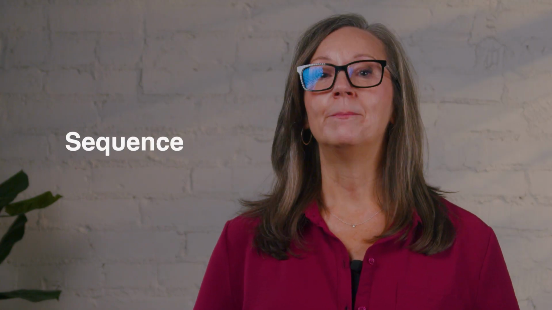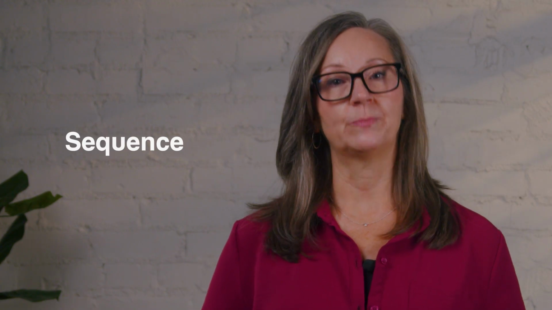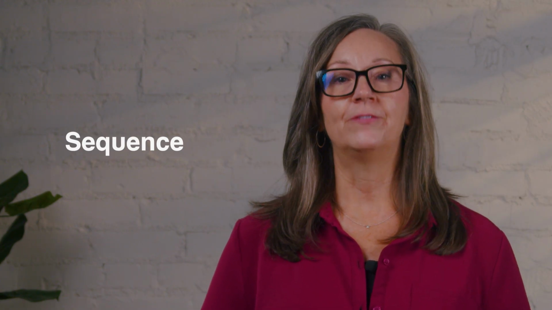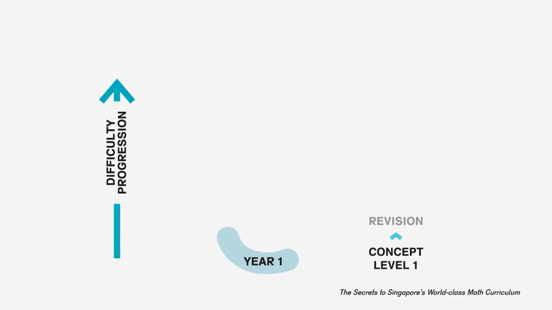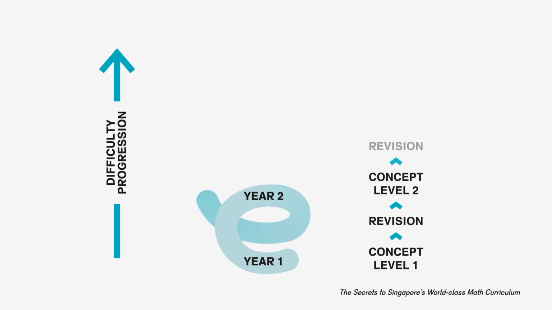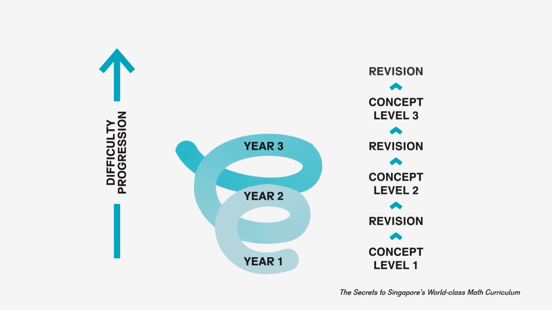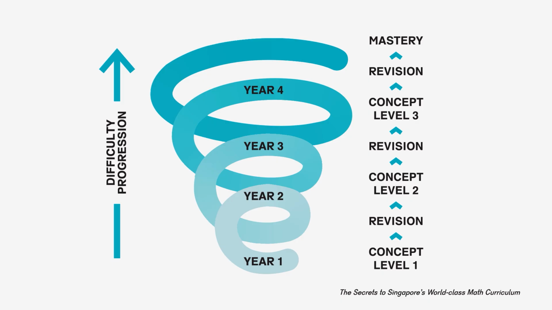Singapore Math is a mastery program that also spirals. This is known as a vertical spiral. Each year, students return to the same topics, but with a little more depth and complexity each time. The intentional organization of topics supports the development of mastery.